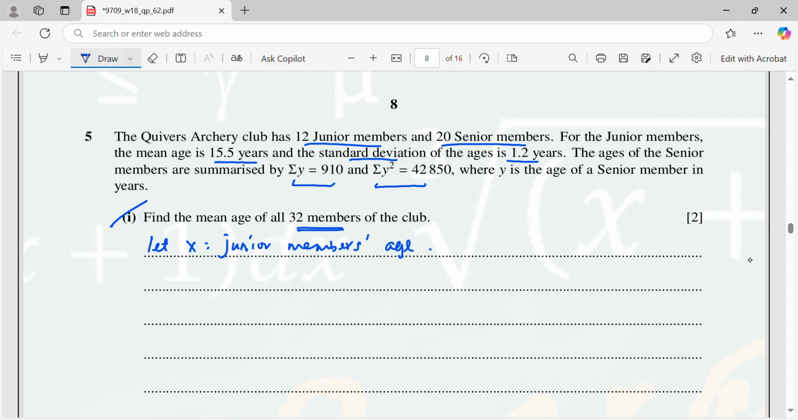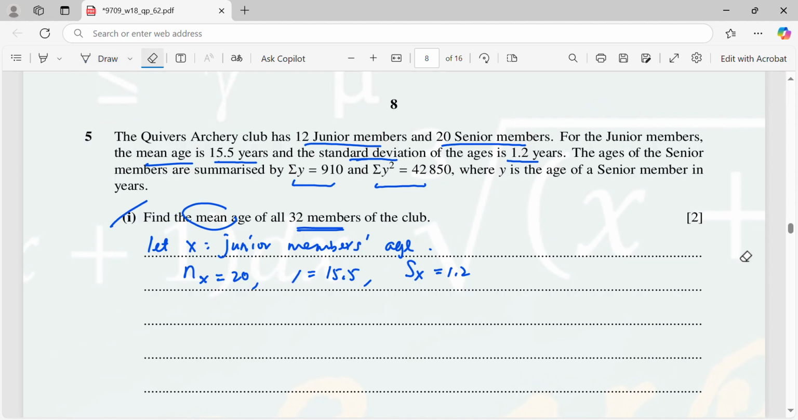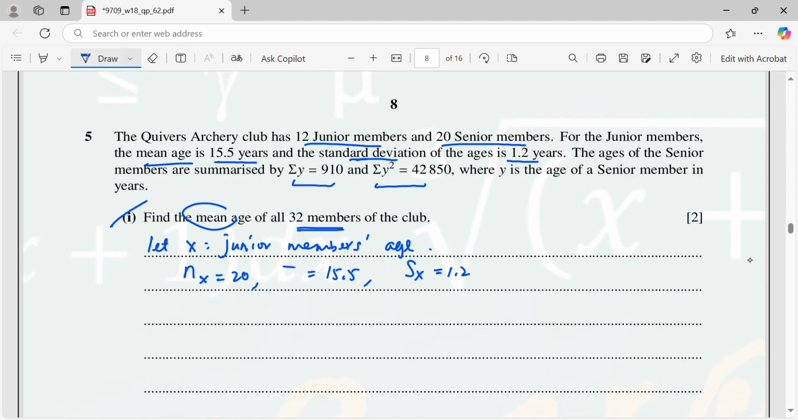So that means now here I will have nx is 20, then the mean age is 15.5, standard deviation of x is 1.2. Okay, so to get the mean, we know that it is total age over number of members. So now I need to find out what is my summation x. Oh, sorry, this is not summation x. This is the mean age, x bar. So I need to know what is my summation x.